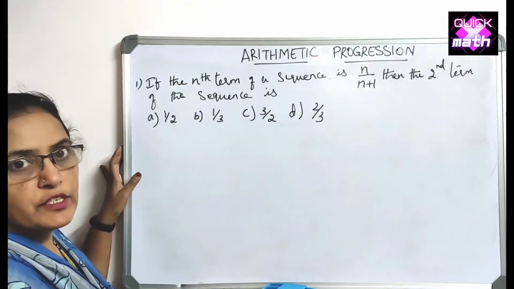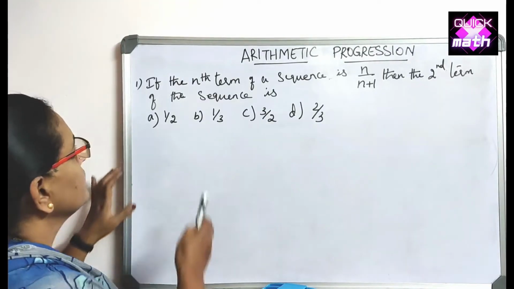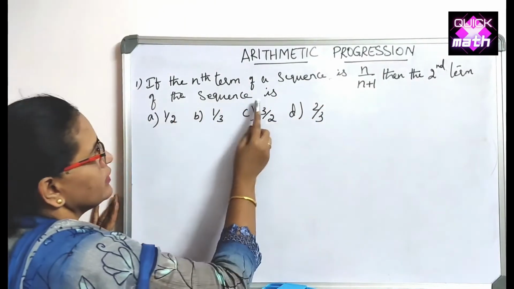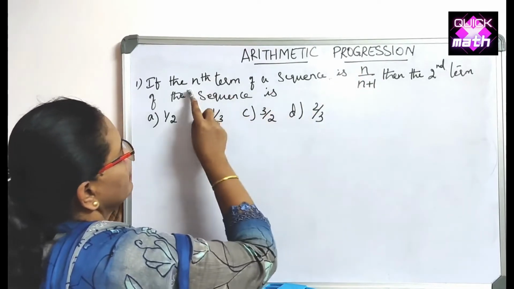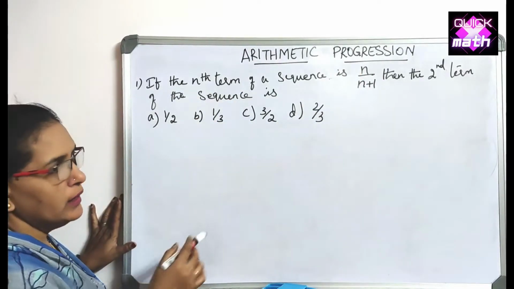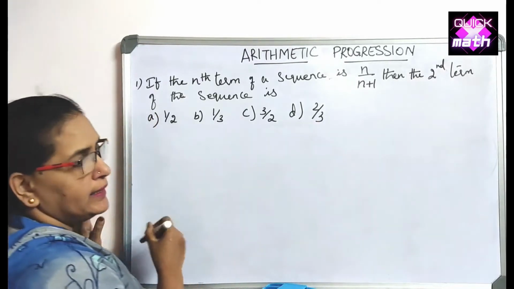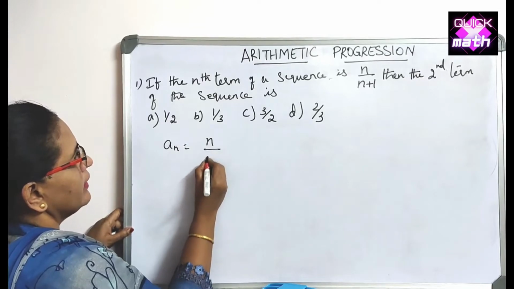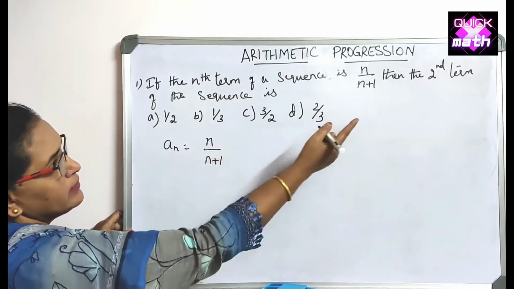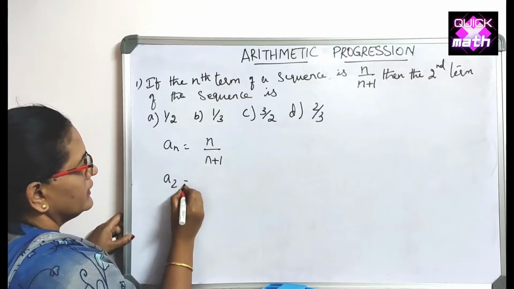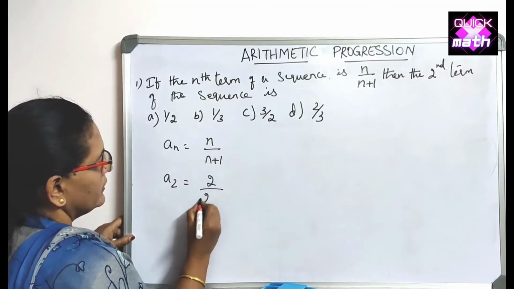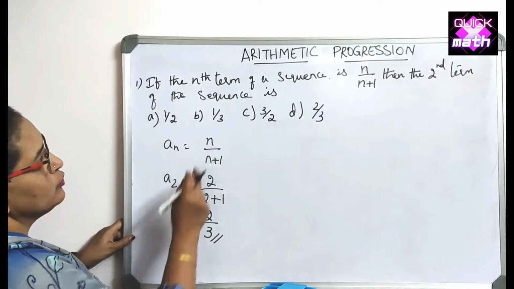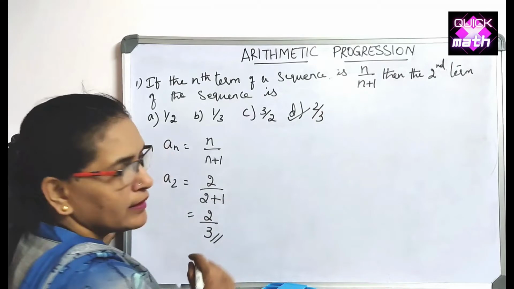Let us solve the first question from today's class. If the nth term of a sequence is n divided by n plus 1, then the second term of the sequence is. So this is your nth term. That means they have given you an. You have to find out the second term. Here an is given as n by n plus 1. So straight away they have asked you to find the second term. Then you can write a2 is equal to 2 divided by 2 plus 1. So 2 divided by 2 plus 1 is 2 by 3. So where is 2 by 3? The option D is the right answer.